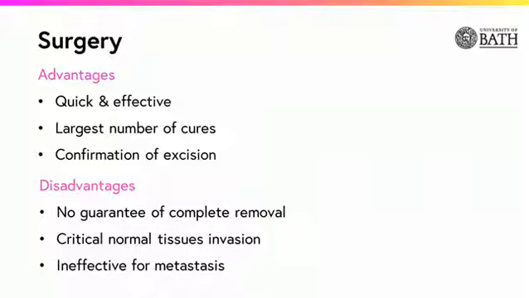The disadvantages are that guaranteed removal is not always the case. You do get some tumor cells which escape. Also, it depends on the location of the tumor. For example, if it happens to be in the brain, it's much more difficult to take off all the tumor tissue without damaging some of the surrounding critical normal tissues, which can affect function. And lastly, it's also ineffective for spreading tumors or metastasis.